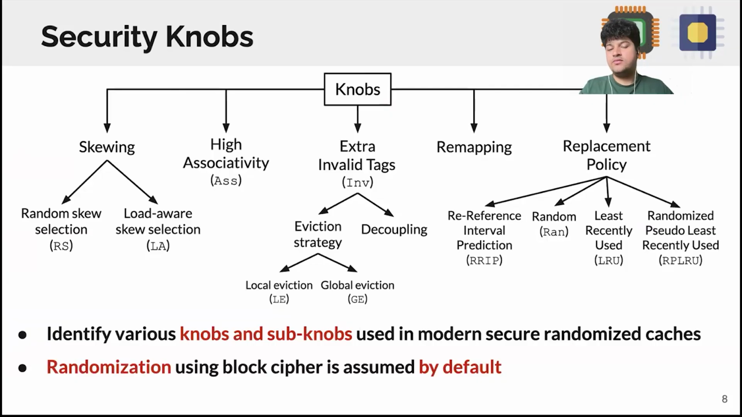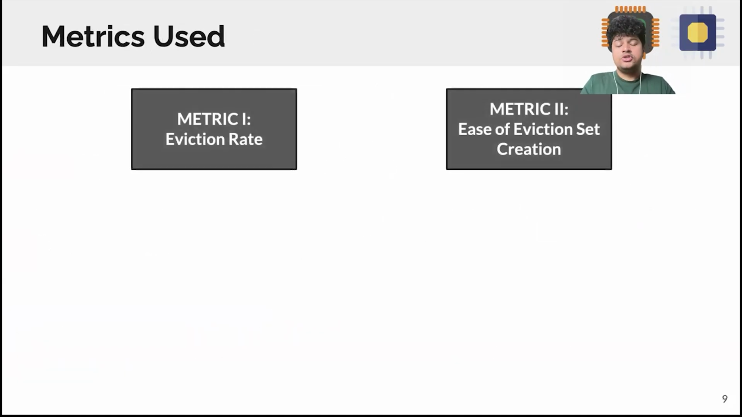Right. So we have the security knobs as follows. So we have five key knobs, as in skewing, high associativity, external valid tags, remapping, as well as the replacement policy. And we assume that randomization is used by default and implemented using a block cipher. Right. So we'll use two metrics to quantify our security results.